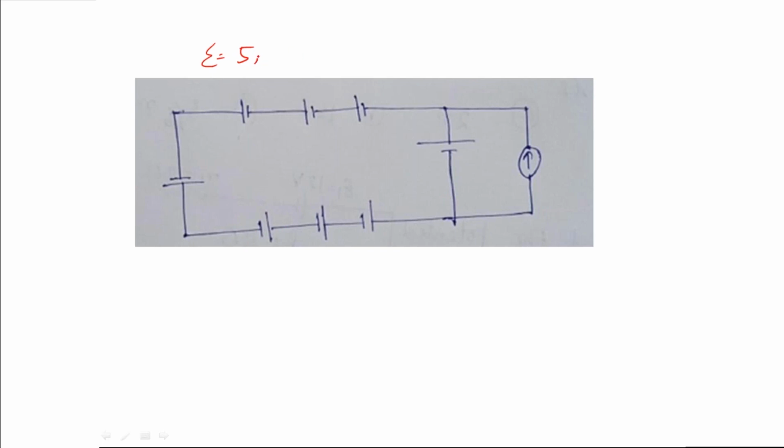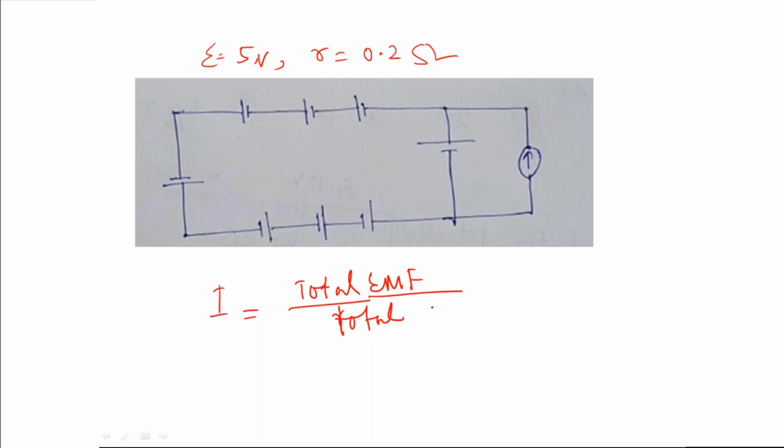So if I can somehow find out the current, I have EMF 5 volts and internal resistance 0.2 ohm. Now I am going to find out the current in this. In a series, the current is the total EMF divided by the total resistance in the circuit, right?